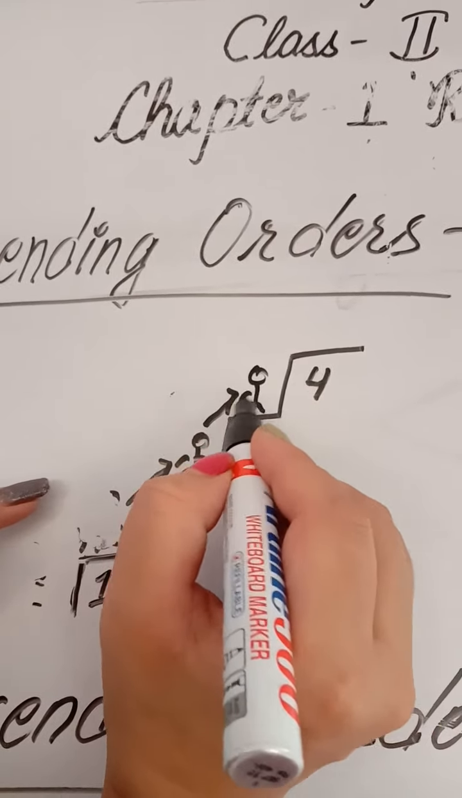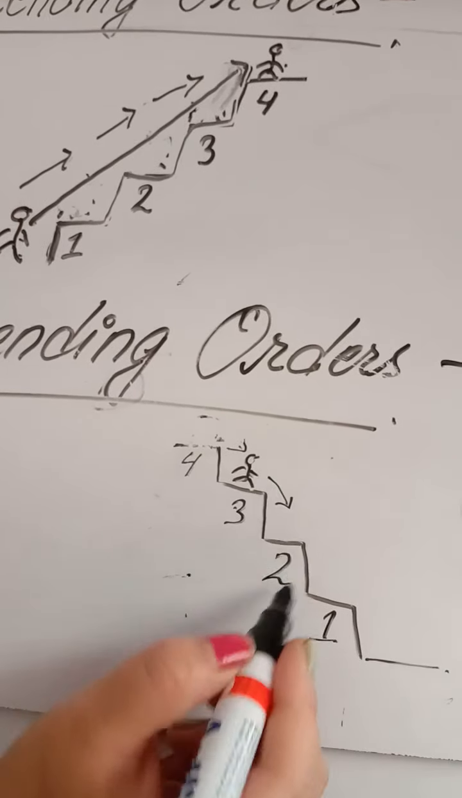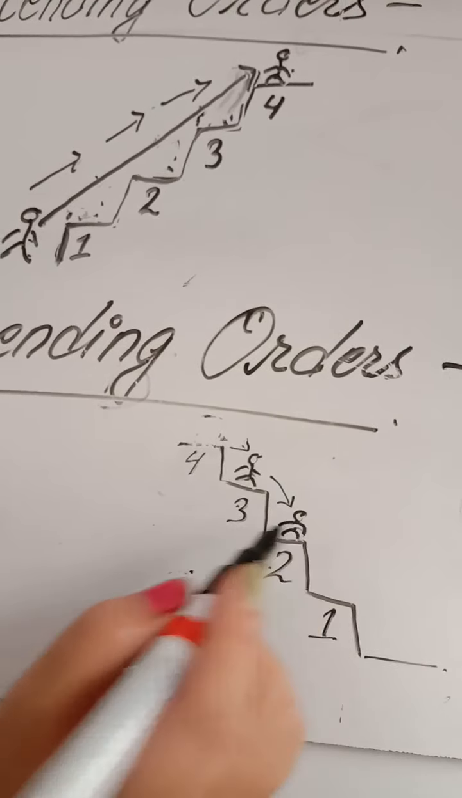Okay, understood? So, descending means, again, the boy was here. Now, he wants to come down. This was the fourth step, third step, second step and first step. Now, he wants to come down. So, third was his first step, because he is coming down. And 2 is his second step.